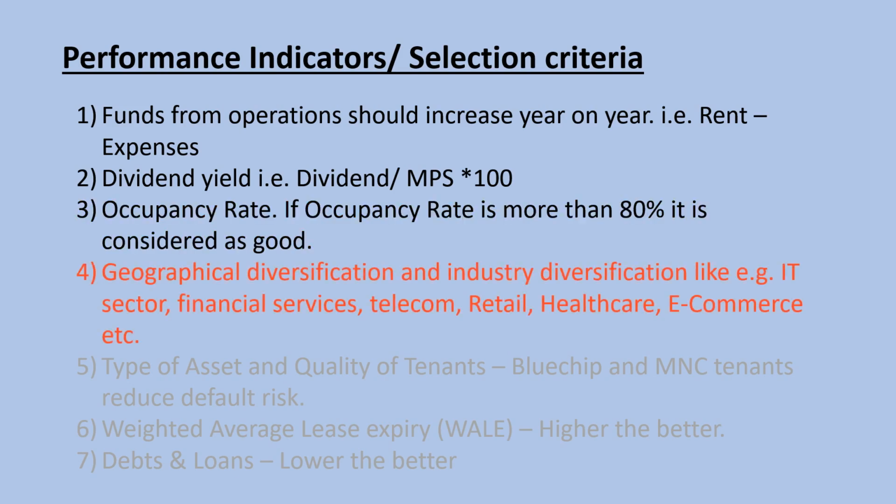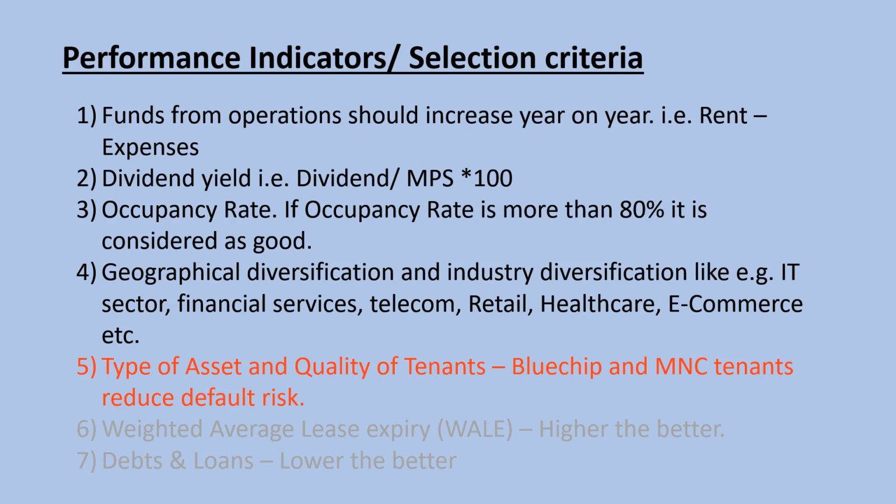Fourth point is geographical diversification and industry diversification. Geographical diversification means that the REIT assets should be in major cities in India, and industry diversification will mean investment or the tenants of the REIT should be from various sectors like IT sector, financial sector, telecom, retail, healthcare, e-commerce, etc. Now the type of assets and quality of tenants. Generally the blue chip and MNC tenants pay rent on time and reduce the default risk.